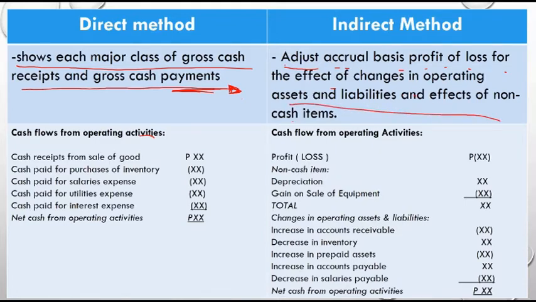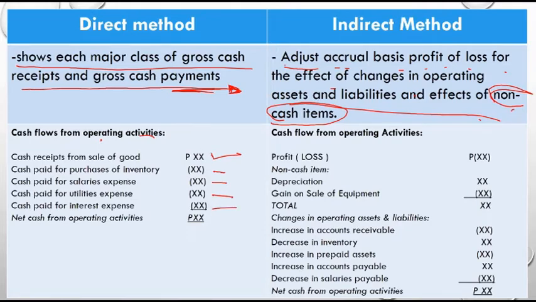and liabilities and the effect of non-cash items. So, indirect, yung mga non-cash items na nakakaapekto sa cash flow is isinasama natin. Halimbawa, ito. Pag direct method, ayan, cash receipt from sale. Nakakuha ka galing sa sales or income. Cash paid for the purchase of inventory. Nagbawas ka ng pera, parenthesis. Cash paid for salaries expense. Nagbayad ka ng expense, ng salaries. Nagbayad ka ng utilities. Nagbayad ka ng interest.